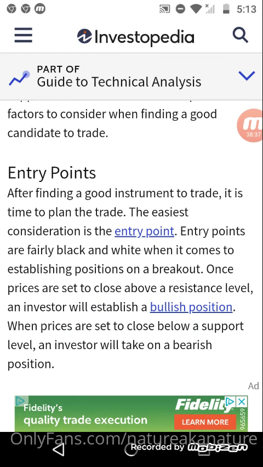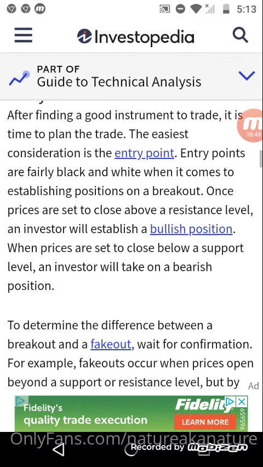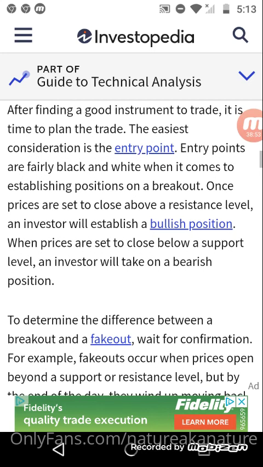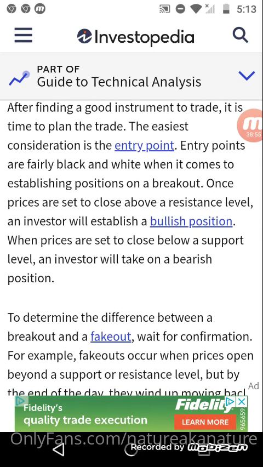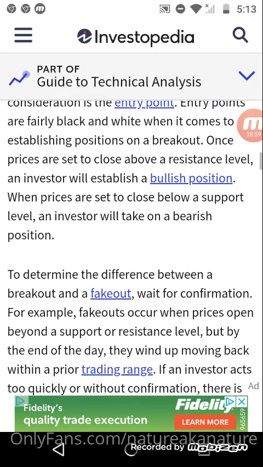But by the end of the day, it winds up moving back to the prior trading range, which is called a fake out because it moves right back to the prior trading range. It goes right back to the support and resistance level. So it's a fake out because price was supposed to break through. But sometimes this actually occurs a lot, and it's called a fake out.